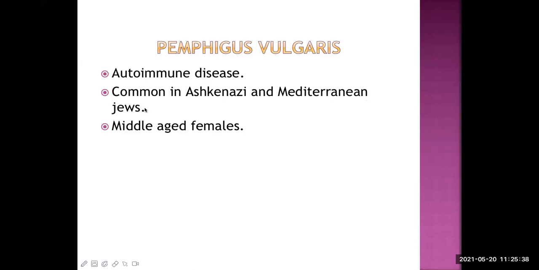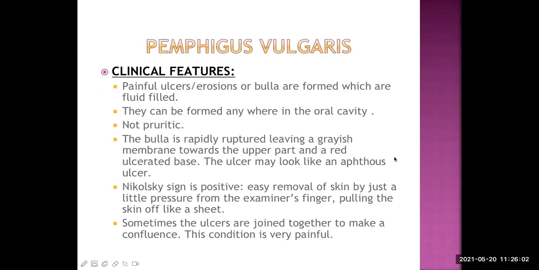Now, Jews are a type of race in this world. Israel is the country which mainly has a Jewish population, but they are scattered here and there. Because of some genetic predisposition, the Jewish population commonly suffers from Pemphigus vulgaris. They are mainly seen in middle-aged females. What are the clinical features?